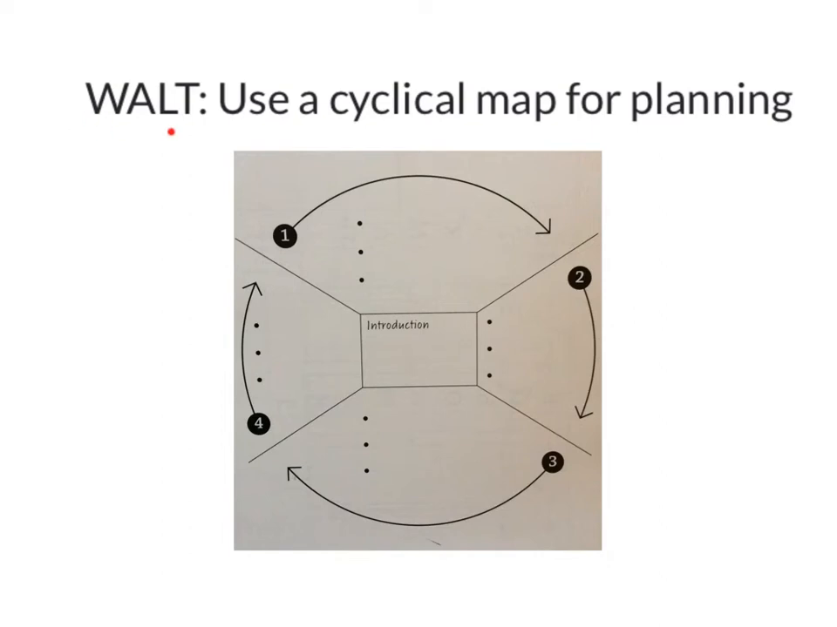We are learning to use a cyclical map for planning. This is a cyclical map. It's a map that we use for planning when we're showing the sequence of something, and if it's the sequence that keeps happening. So we're going to use the cyclical map today to help us to plan for the life cycle of a butterfly.